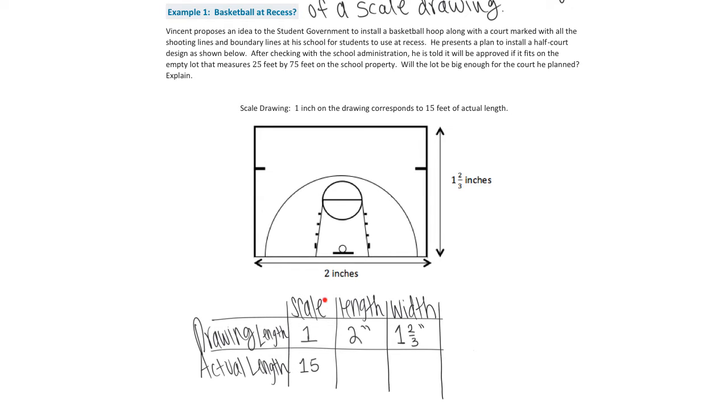Now, looking where it says scale on our chart, we can see we have 1 and 15. And to get 1 to 15, that means that we have to multiply it by 15. That is going to be our constant of proportionality. So K equals 15. So now that I've done it here, I'm also going to do it here and here. So I have 2 times 15, and that's going to give me 30. I have 1 2/3 times 15.